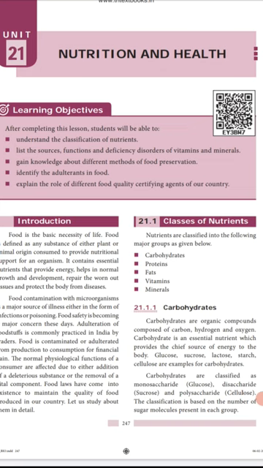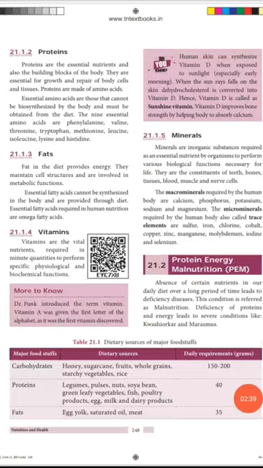The carbohydrates are classified into monosaccharide, disaccharide, and polysaccharide. The classification is based on the number of sugar molecules present in the carbohydrate. Okay, next one is protein. Rice is one of the forms of carbohydrate.